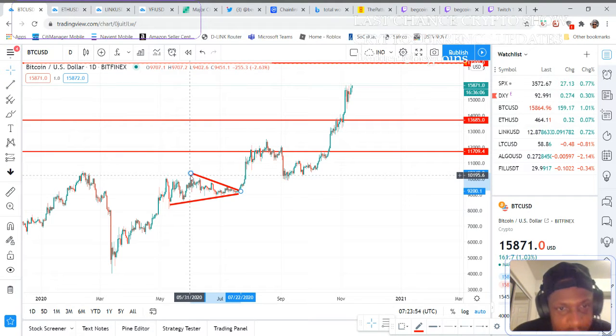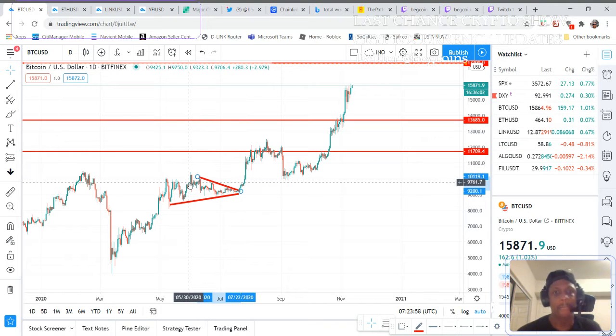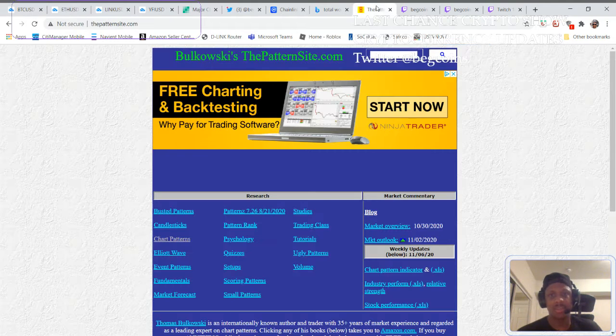I don't like that one. This one was weird anyways. This one's called a symmetrical triangle. You can find it here on the pattern site.